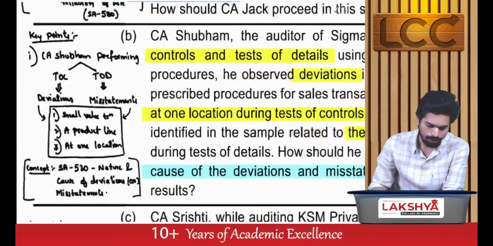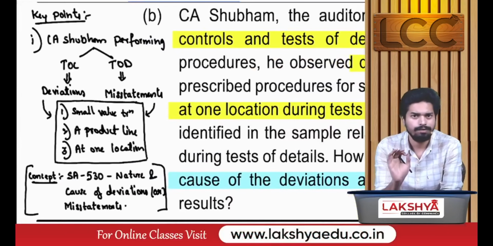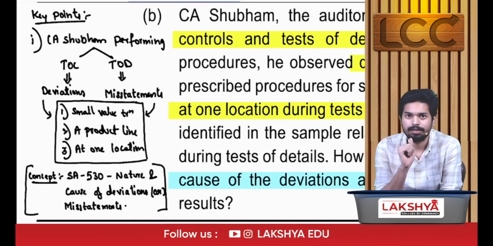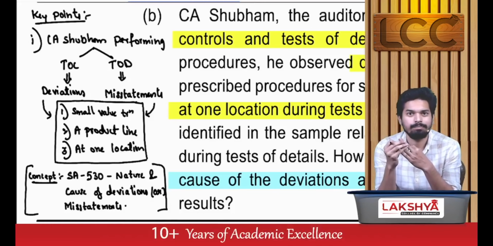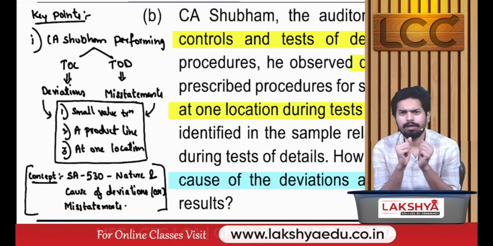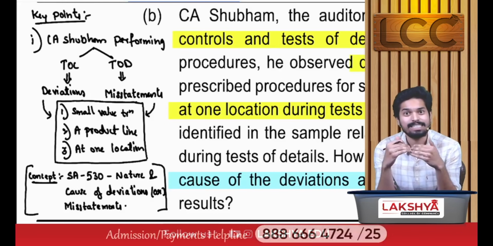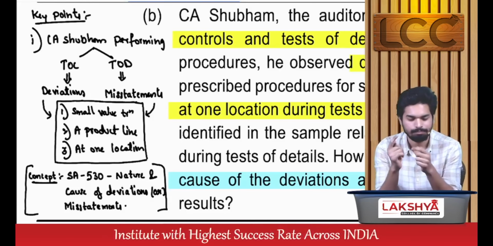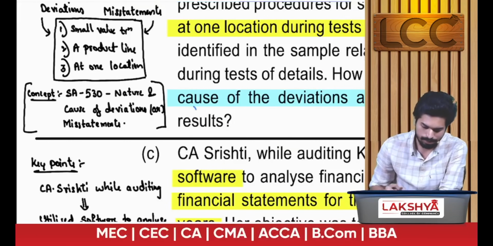So the key points are: CA Shubham, while performing test of controls and test of details, found a few deviations or misstatements, where those deviations or misstatements have a common feature, that they are of small value transactions, of a product line, and at a location. Nothing but all the deviations or misstatements have a common feature. If the auditor finds any deviations or misstatements having a common feature, then what does the auditor have to do? He has to extend the audit procedures to all the items in the population that possess the common feature. Yes or no? So the answer should be as per SA 530, nature and cause of deviations and misstatements.